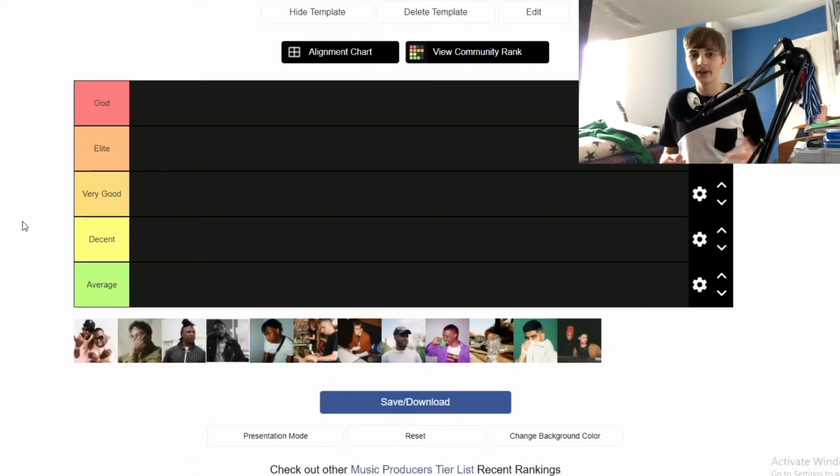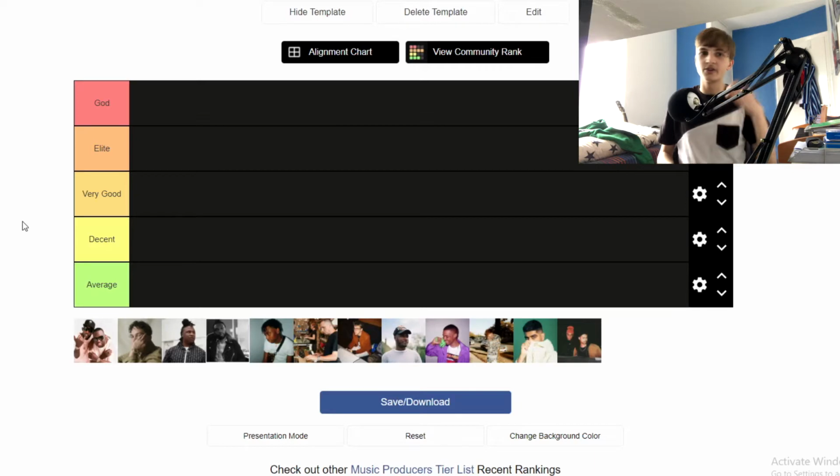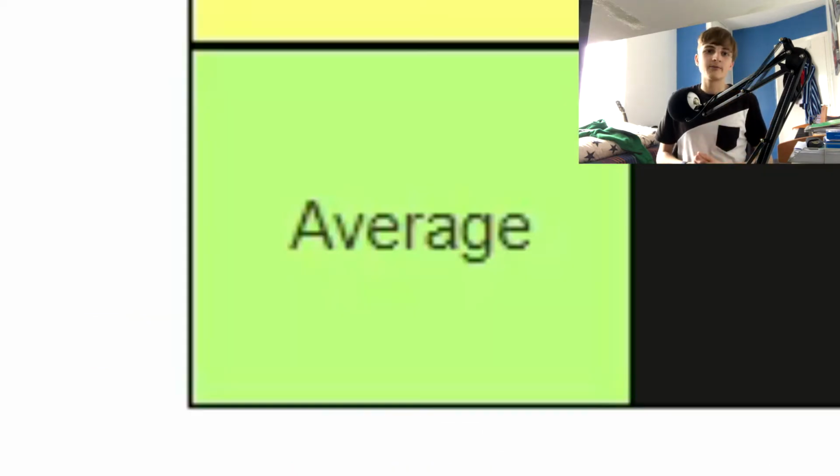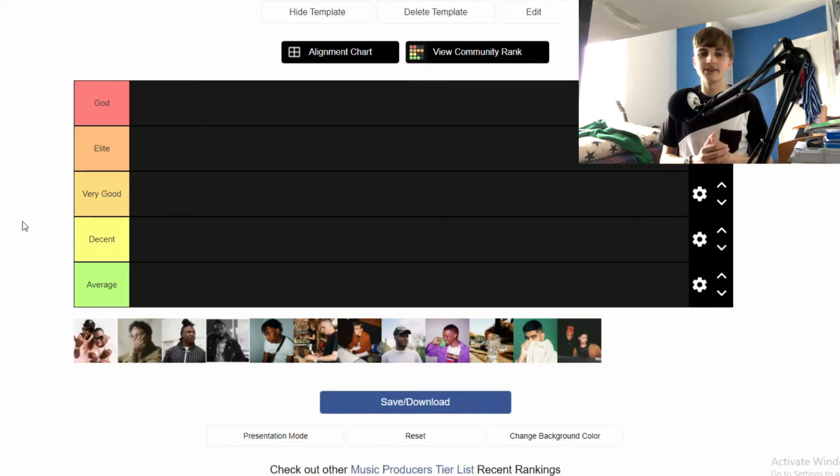You know, they've had very good placements. They've had a lot of work done. They've got a load of sales and things like that because of their producing power and not just because of the fact that they had a big artist on their beat. And decent is self-explanatory. It's not at the level of the other producers, but it's also not really that bad. And then average is just your average producer. These are going to be beats that are quite repetitive. They're not very imaginative.